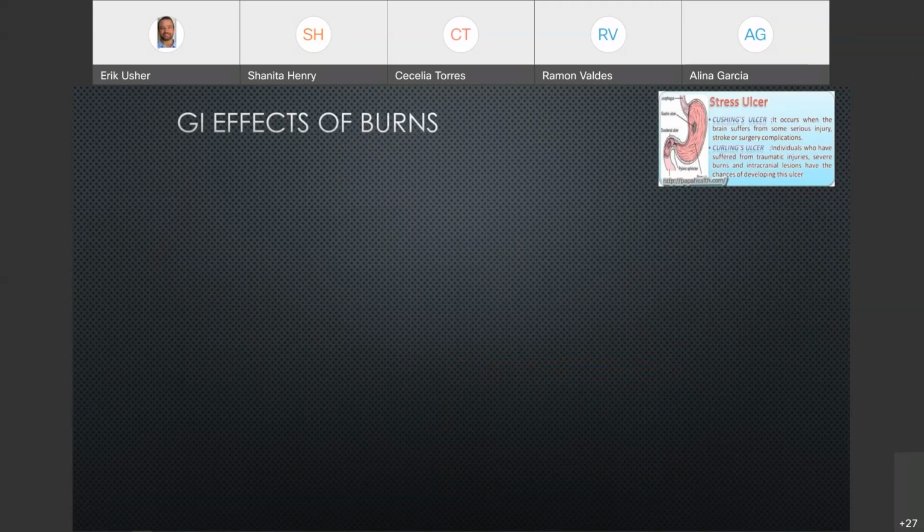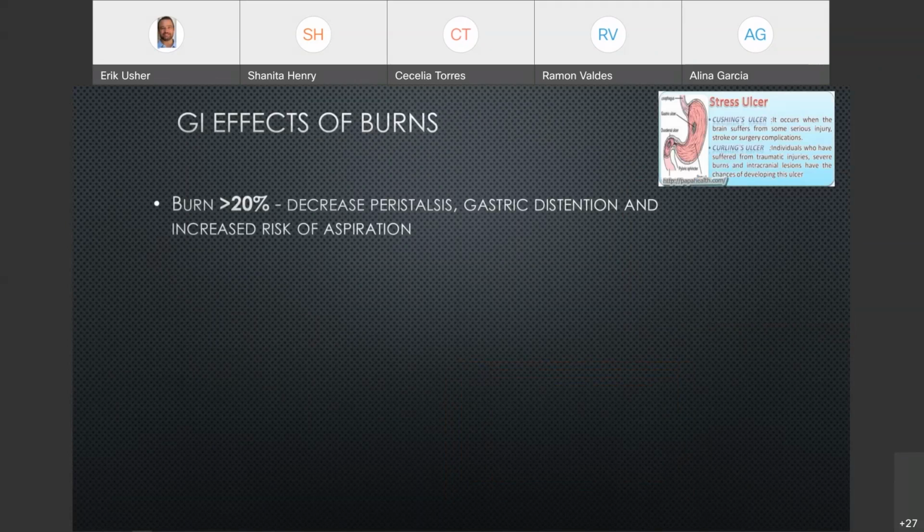Those GI effects are actually pretty specific with burn patients. Usually if they have 20% burns or more, you get a decrease in peristalsis and gastric distension. So they get an increased risk of aspiration. That's one. Two, the paralytic ileus due to secondary burn trauma, and that can lead to constipation. That can lead to impaction.